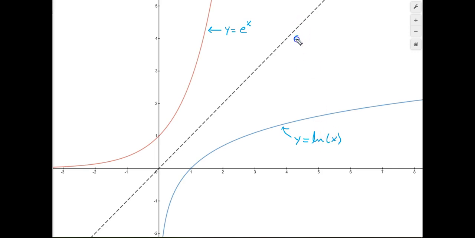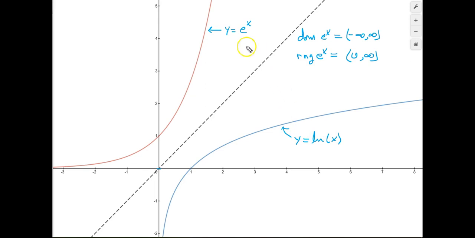So the domain is all real numbers. And also notice that the range of e to the x only goes from 0 to positive infinity, and it does not include 0. So the range of our exponential function is 0 to infinity, and that's because this is the domain of the natural logarithm function.